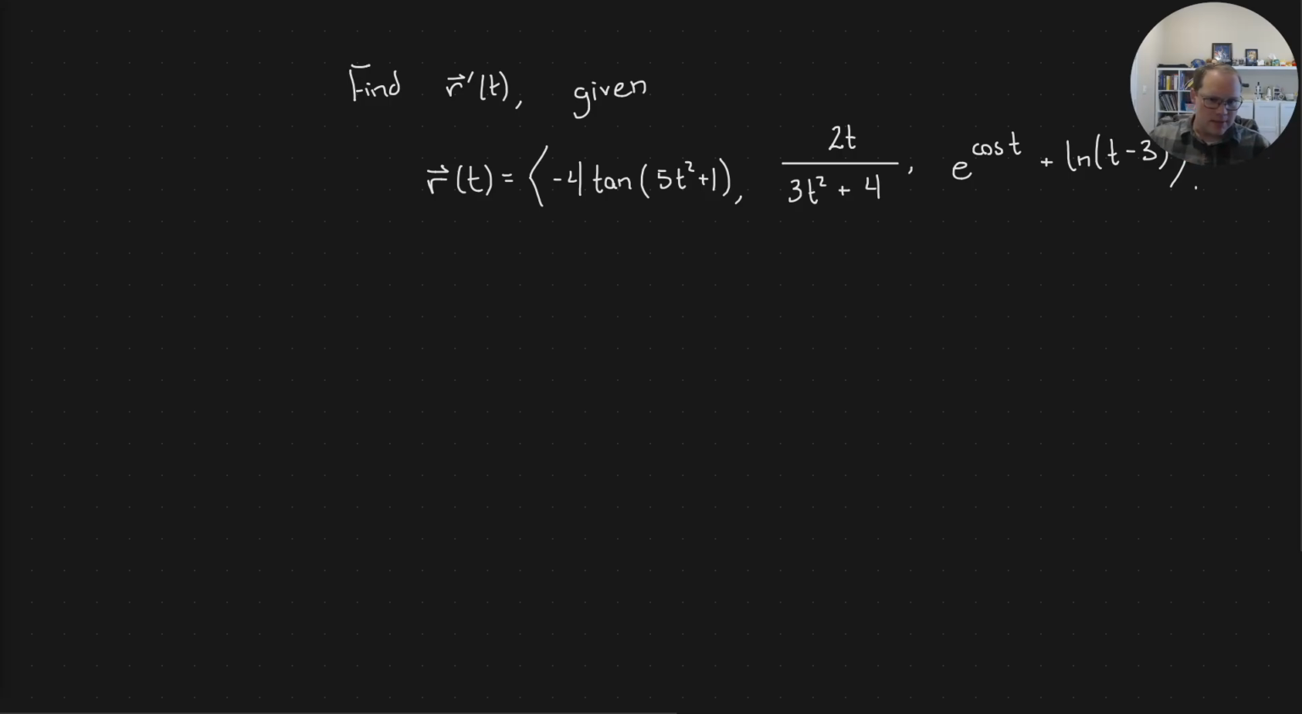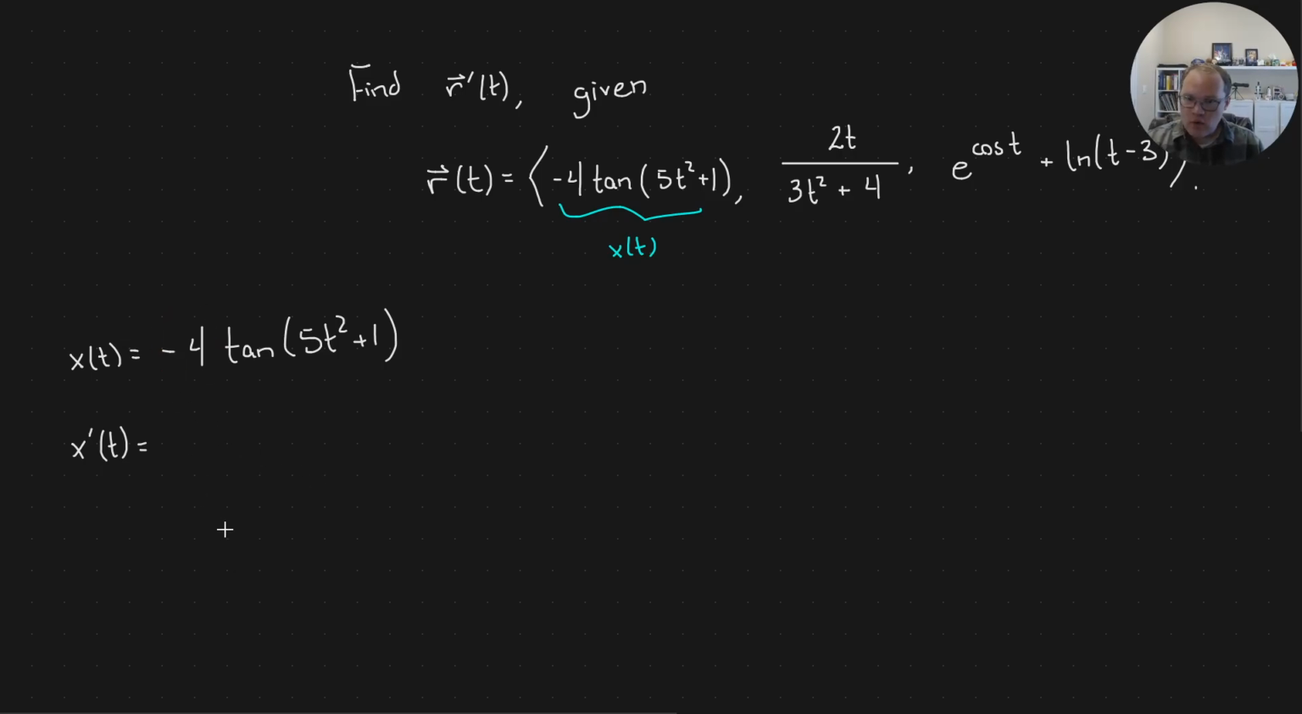Let's take a look at an example. We have a vector valued function R of t. We want to find the derivative R prime of t. Okay, so we know that we just need to take the derivative of each component. So let's start with x of t. We know x of t is equal to -4 tangent of 5t squared plus 1. Okay, so let's find x prime of t.